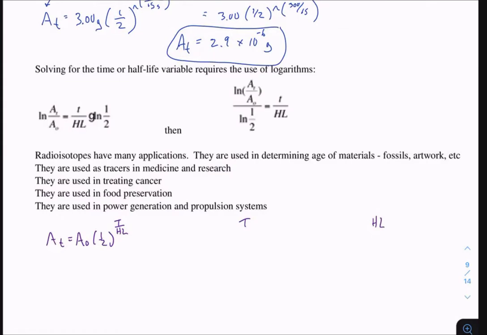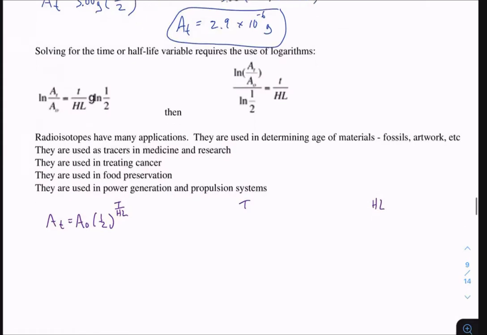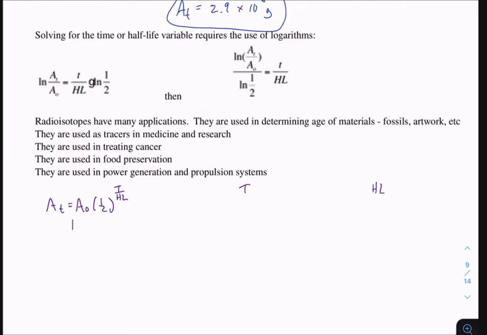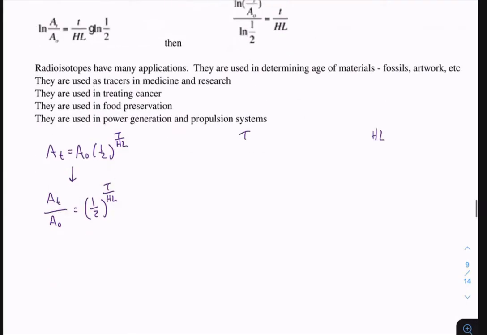So what I'm going to do first is divide a naught out of both sides, and this is what's going to result. Can you guys see what I did there? I just divided both sides by a naught. It canceled on the right side, and now it's on the bottom of the left side. When you apply logarithms, it's just like any equation. You have to do the same thing to both sides, right?